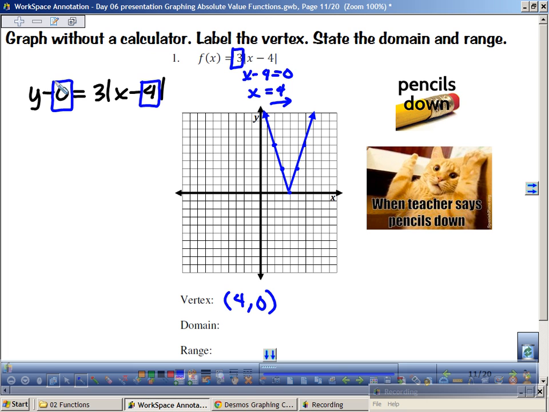My domain. If I were to look like this, how far do I have to spread my hands before I have all the sets of numbers this graph involves on the x-axis? I have to keep going. Why? It keeps going. I have arrows right here, so I would have to keep going in this direction and this direction. So x is in between negative infinity and positive infinity.